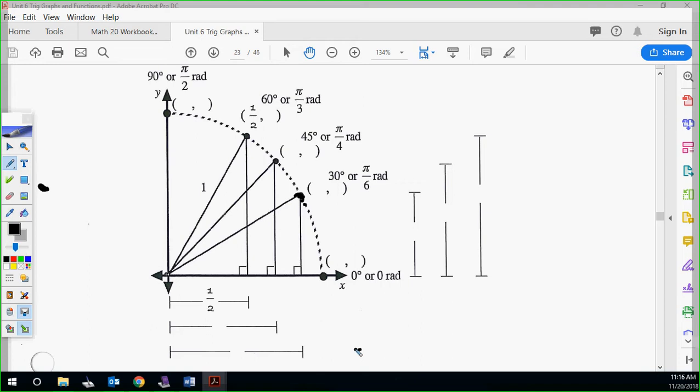But here's the thing. 0 degrees is going to be 1, 0. How did I get that? 1 for x. Y didn't go anywhere. There is no y value, so y is 0. Up at the top, your 90 is going to be 0, 1. 0 for x, 1 for y.